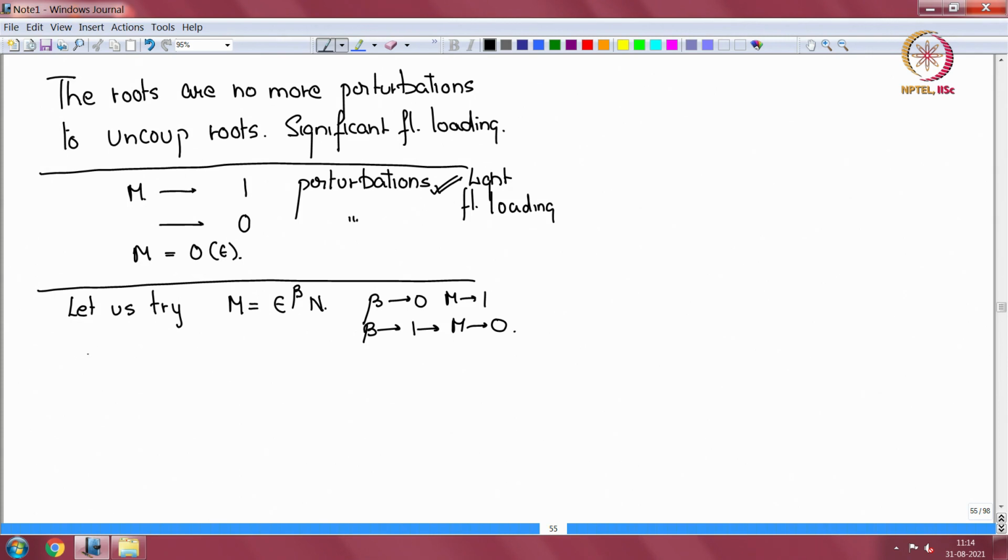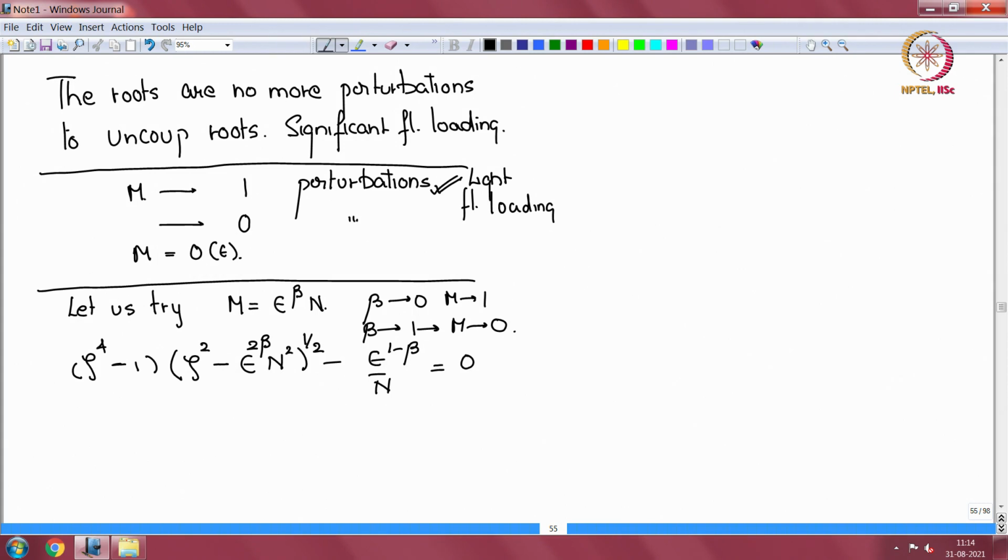If we do that, we have zeta to the power 4th minus 1, zeta square minus m square, therefore epsilon to the power twice beta n square to the power half, minus epsilon into 1 minus beta over n. That has to be equal to 0.